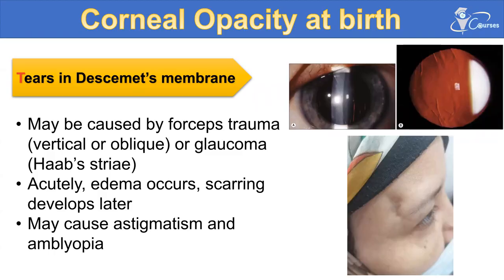The problem with these striae is that they can cause marked astigmatism, even from 4 diopters to 9 diopters, and this can result in amblyopia if it is not recognized early in life. So it is very important for those patients: they may not have a drop of vision from the Descemet's break, but they will have a drop of vision from the astigmatism and amblyopia. So this is the second T, or the second differential of corneal opacity at birth.